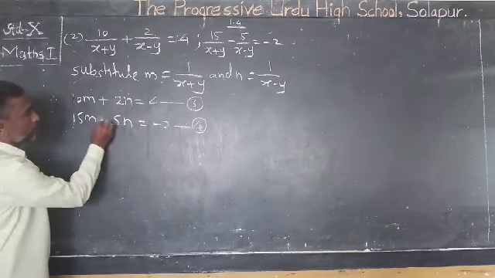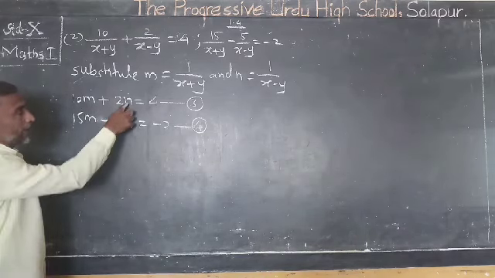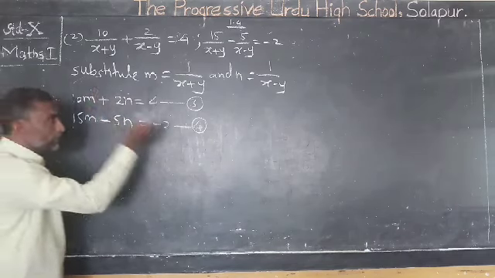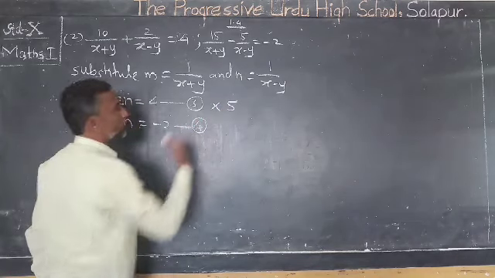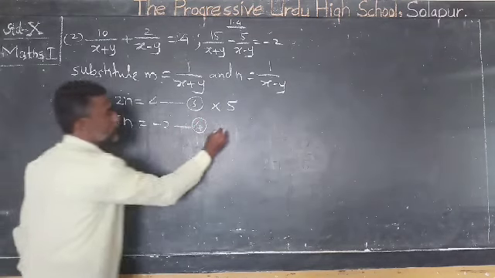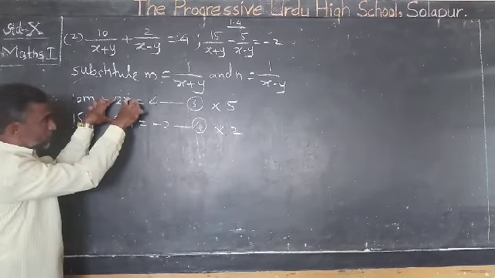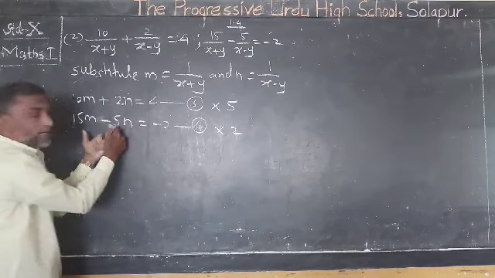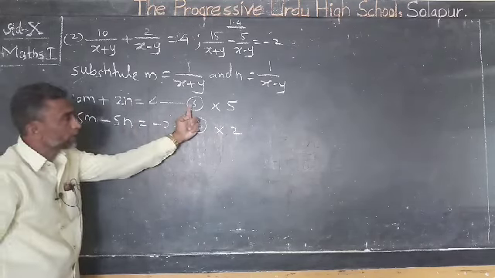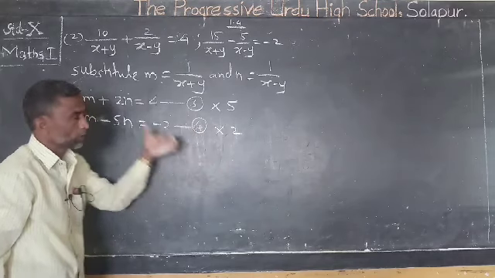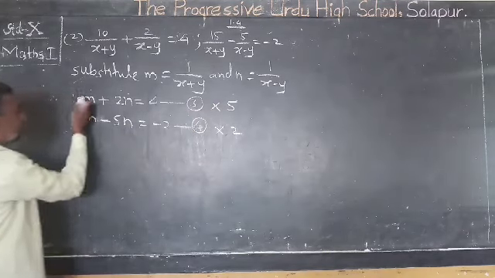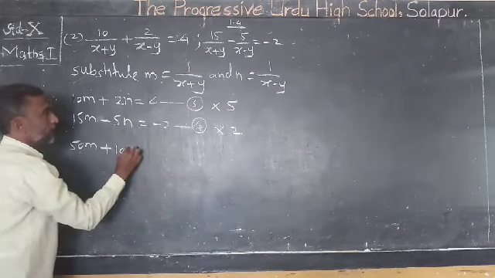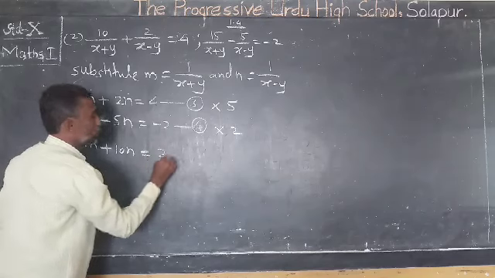Now, if you observe the coefficients of n, which are 2n and minus 5n, if we multiply equation number 3 by 5 and equation number 4 by 2, the coefficients of the term containing variable n will be equal. 5 2s are 10, 2 5s are 10. So, multiply equation 3 by 5 and 4 by 2. Now, I am going to multiply. 5 10s are 50m plus 5 2s are 10n is equal to 5 4s are 20.